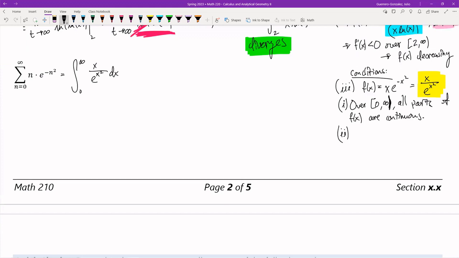Next thing up is 2. We now need to show that f is decreasing. Calc 1 material still flies here. F prime of x, and you can go ahead and take the derivative of this, is e to the x squared times 1 minus 2x squared over e to the x squared, squared. It's a quotient rule, try it out. Now we need to analyze this to make sure that it is decreasing over 0 to infinity, because that's where we're playing around.